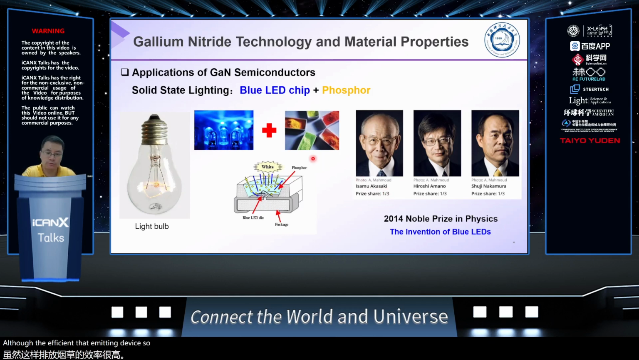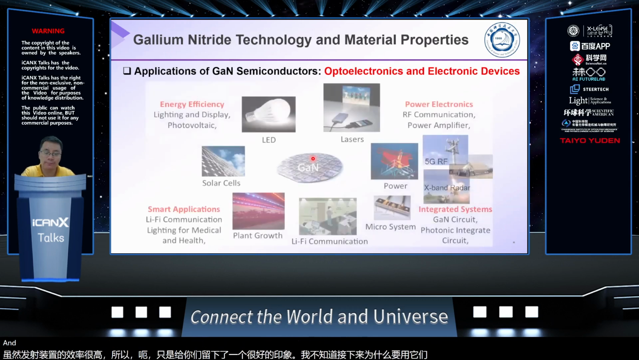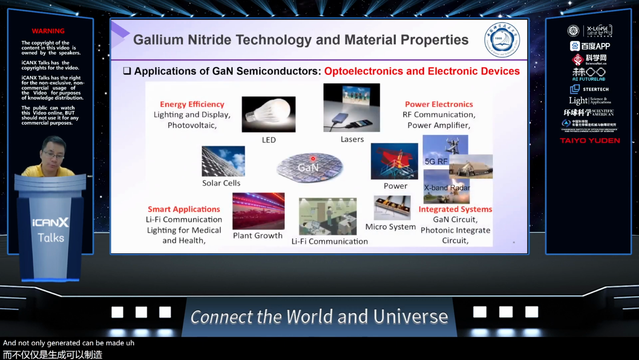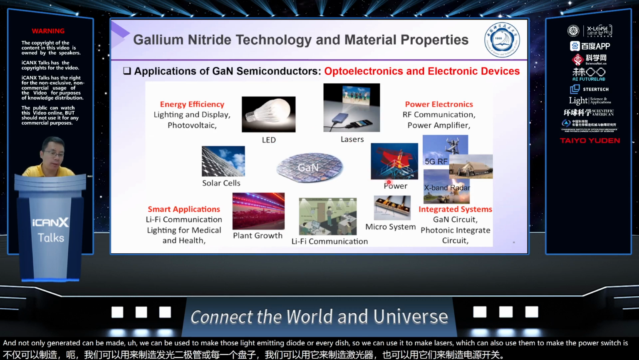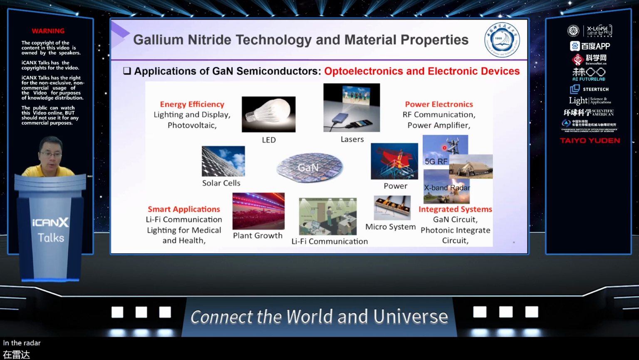That just gives you a quick impression of what gallium nitride is and why we use it. Not only can gallium nitride be used to make light emitting diodes or LED bulbs, we can use it to make lasers. We can also use it to make power switches or power electronics. We can also use it to make power amplifiers in radar and in many complicated systems.